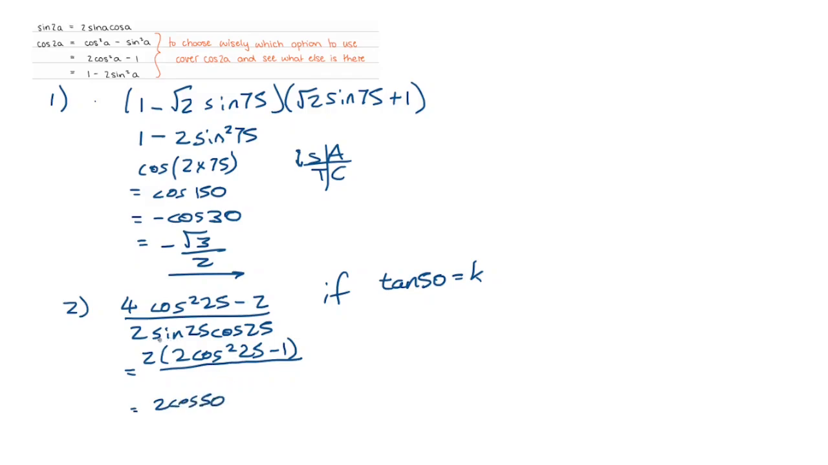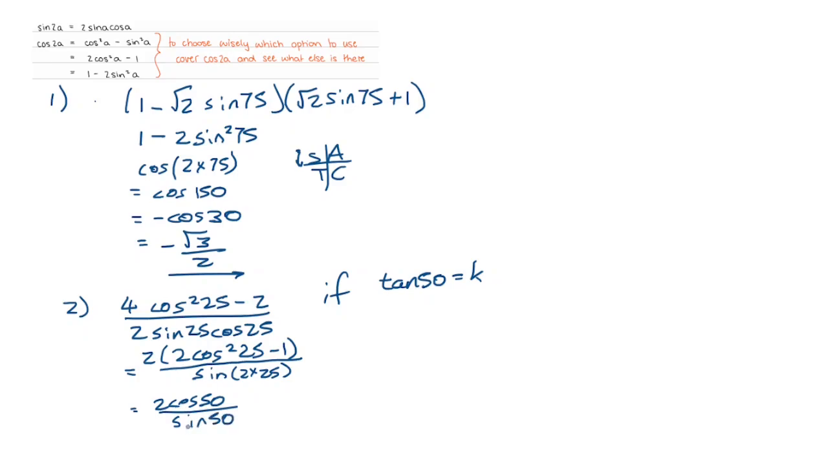In the denominator, I notice this is perfectly set out. Whenever I see sine and cos touching each other, my brain jumps to hopefully seeing if it's sine double angle, and it is. And so that's just sine double that angle, which is also 50.